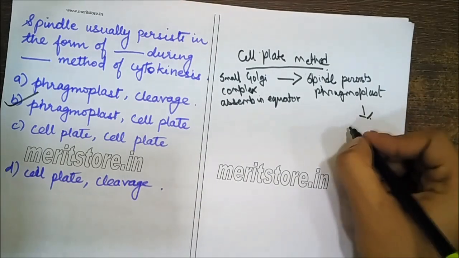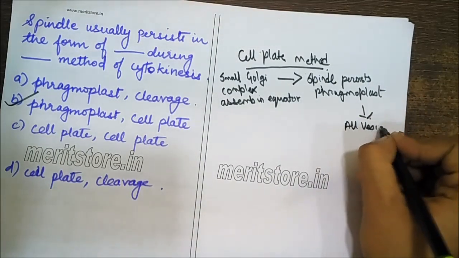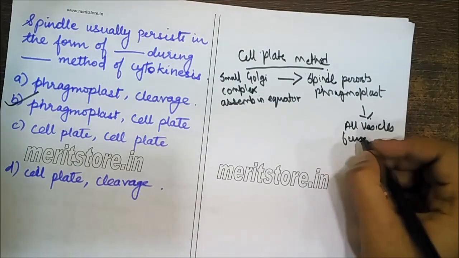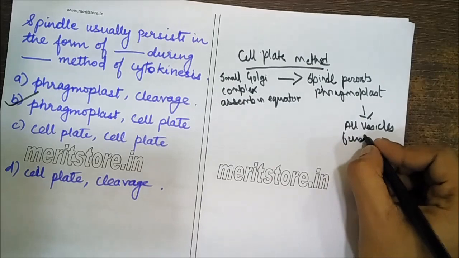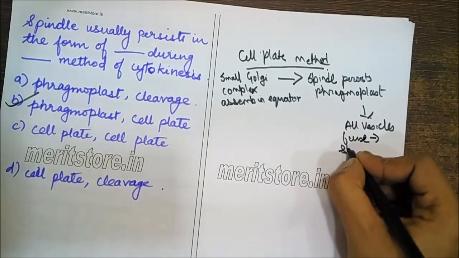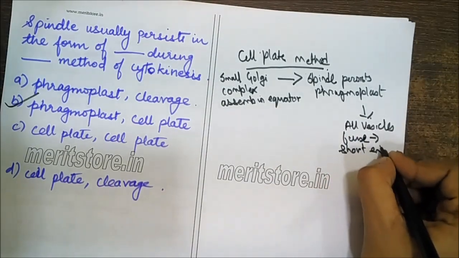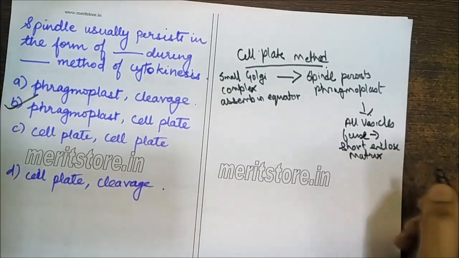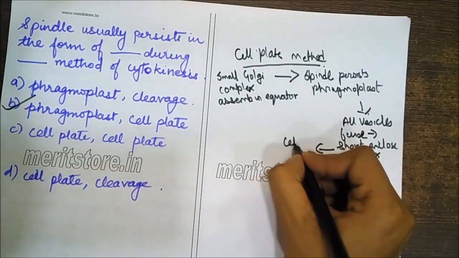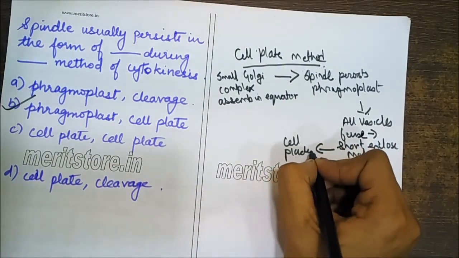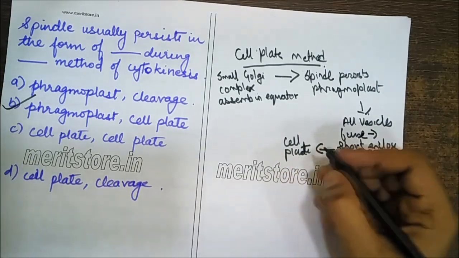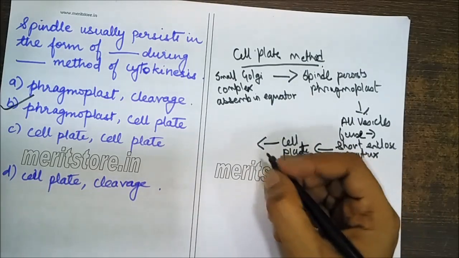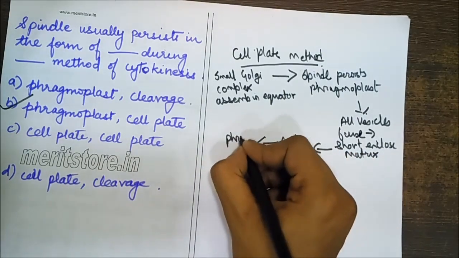Okay, then all vesicles will fuse. So all the vesicles will fuse to form short and enclosed matrix. Now this further leads to the formation of cell plate. Okay, cell plate, the middle lamella, is formed, and then this grows centrifugally.